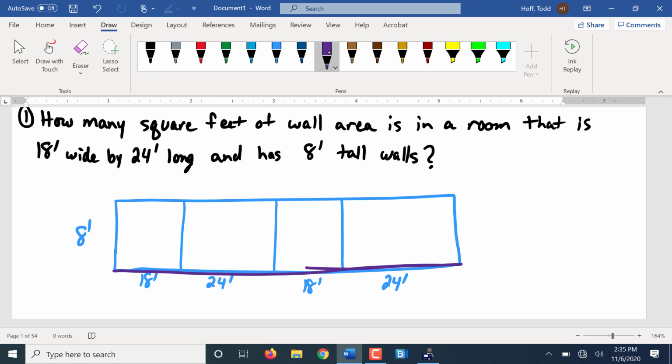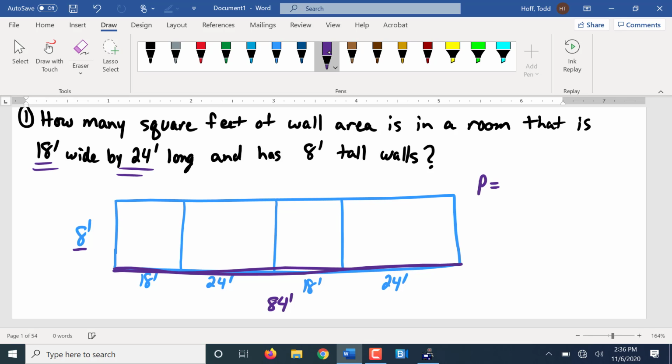What's the length of this all the way across here? 84 feet, good. So 84 feet would be the length of that big rectangle. That's nothing more than the perimeter of the room. When we are finding surface area or wall area, using the perimeter of the room times the height of the wall is one of the strategies to find that wall area.